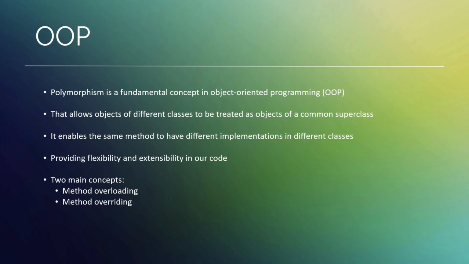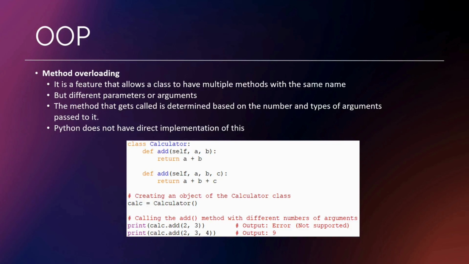There are two main concepts, method overloading and method overriding. Let's first have a look at method overloading. It is a feature that allows a class to have multiple methods of the same name, but the parameters are different. Maybe one has two parameters, maybe one has three parameters. The method which is called is based on the number of arguments that we give when calling the function.